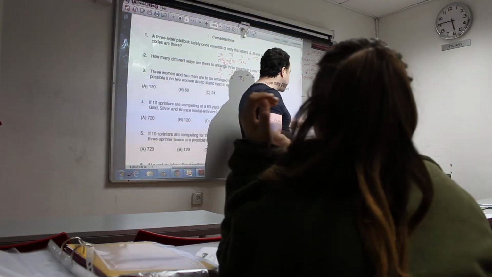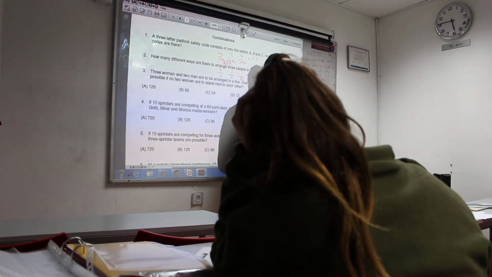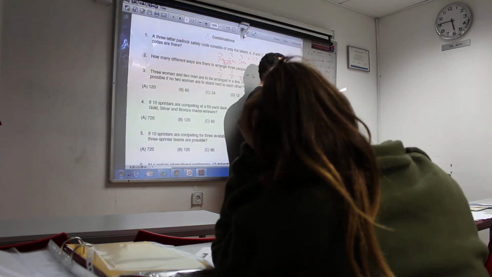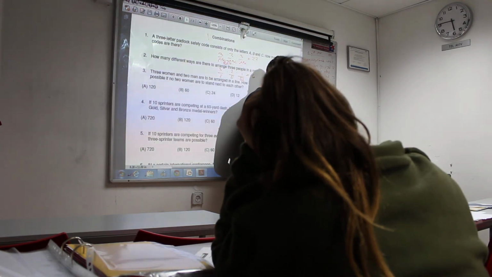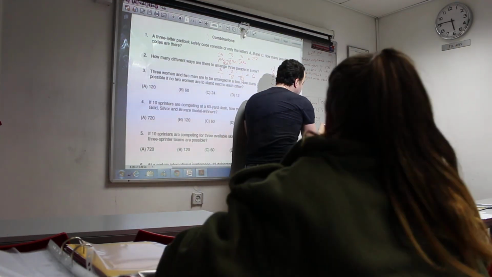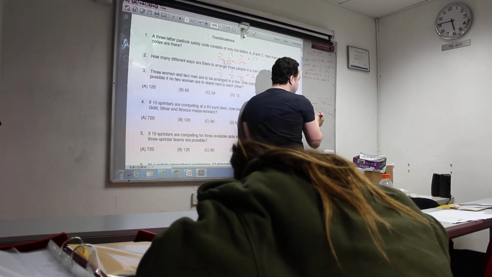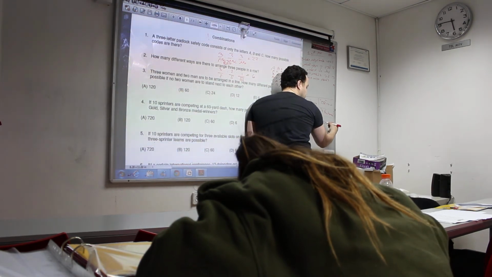Everybody agrees? 6 factorial is from 6 down to 1. 6 times 5 times 4 times 3 times 2 times 1. But wait a minute, I'm going to stop at 3 factorial. Why? Because I have 3 factorial at the bottom. Got it? So that means I can reduce both of these, right? And then I have 6 by 20, and that is a 1 by 20.